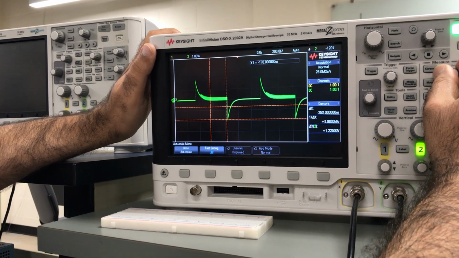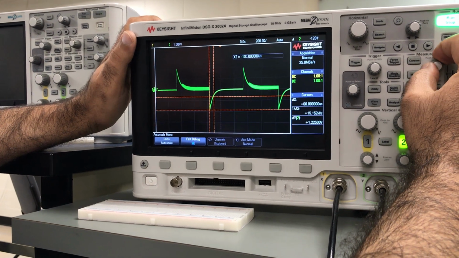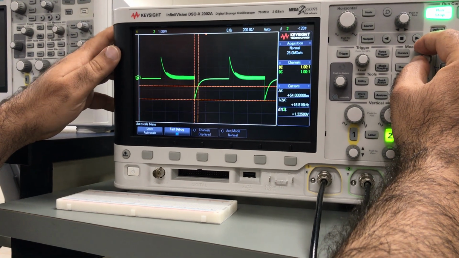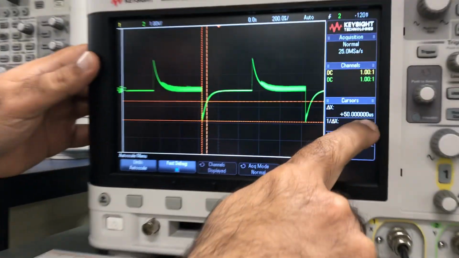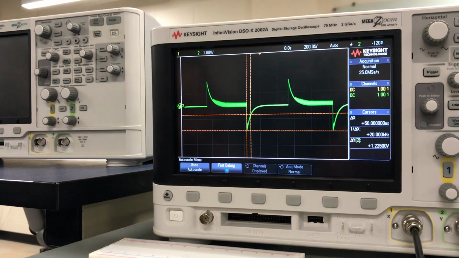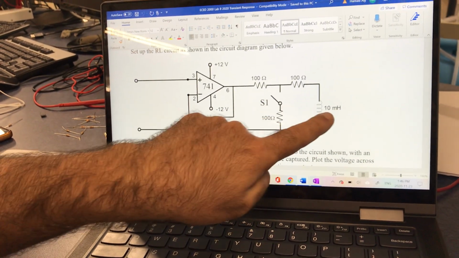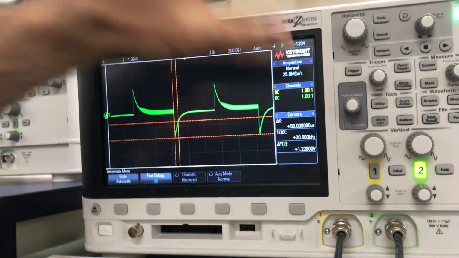So this is x1, I moved it over there, and x2, I moved it over there. I am expecting the time constant. Here I found delta x, like what you are seeing, 50 microseconds. The time constant is equal to L over R, and the value of L is 10 millihenry, and the total R is equal to 200. So 10 millihenry over 200 is 0.05 millisecond, which is here 50 microseconds.